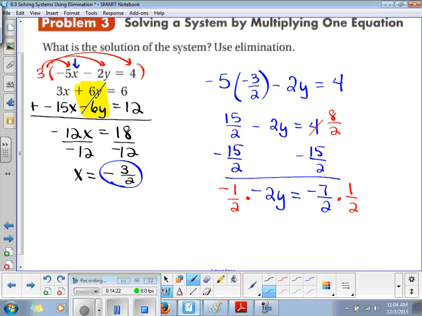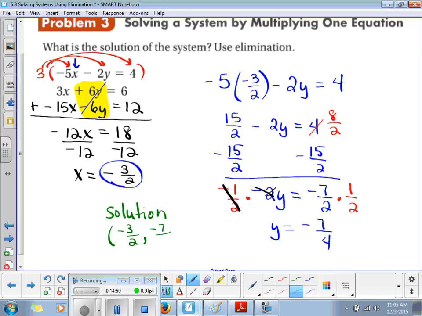So the negative 2 and the negative 2 cancel, and we're left with y is equal to a negative what? 7 fourths. Very good. So my solution is what? Negative 3 halves, comma, negative 7 fourths. Very good. And that's your solution.